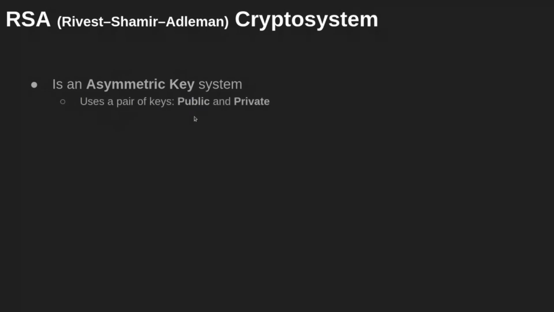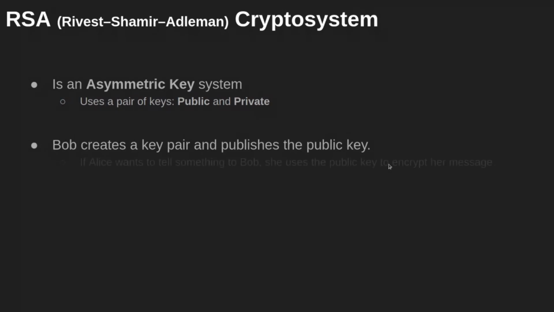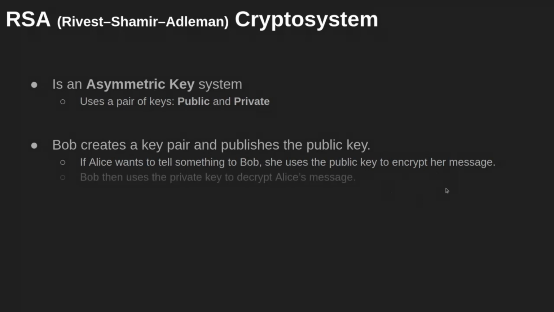So, like the Diffie-Hellman key exchange, there's public and private keys. Except instead of having the same private keys on both sides, one person has a private key and the other person has a public key. So, as an example, Bob would create a key pair and publish the public key. And then if Alice wants to tell something to Bob, she would use the public key to encrypt her message. And then Bob can use the private key to decrypt Alice's message.